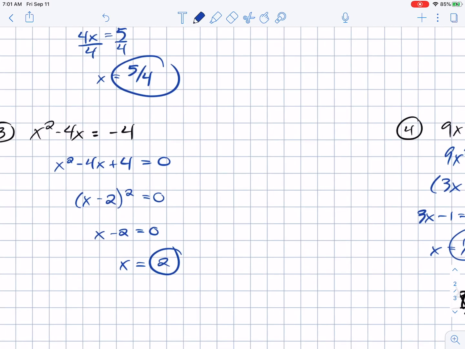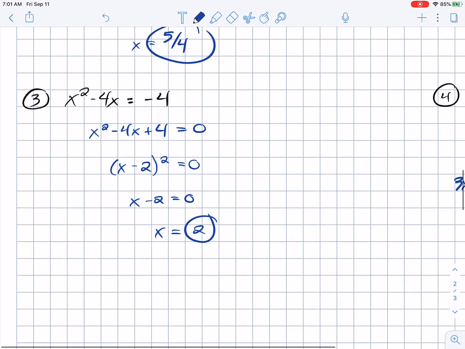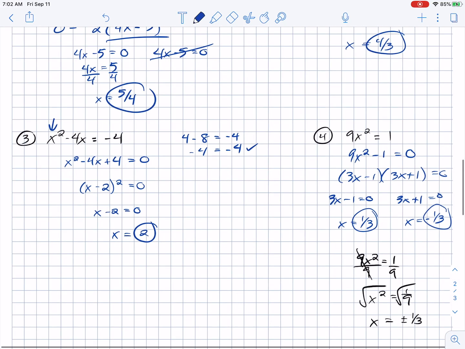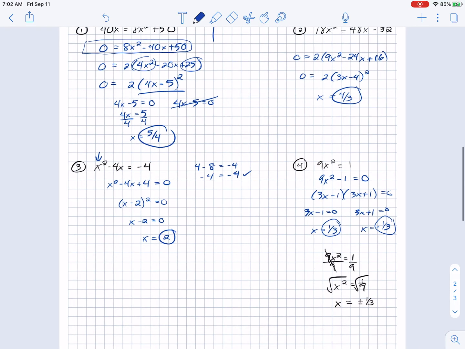Okay, let's just show really quick. This one's easier to plug in. When we plug it back in, our equation should be true. We get 4 minus 4 times 2, which is 8, equals -4. -4 equals -4. If you have time, especially on a test or a quiz, take it and check your work.